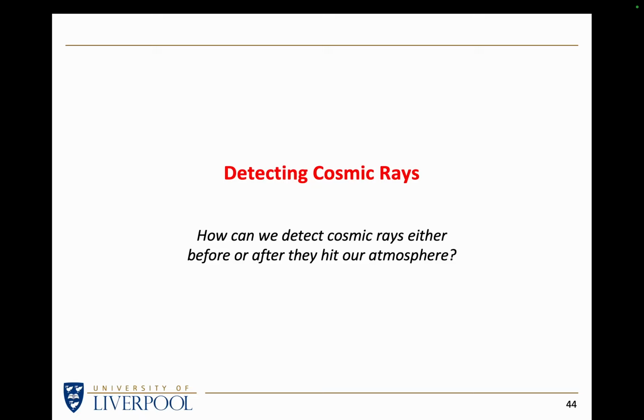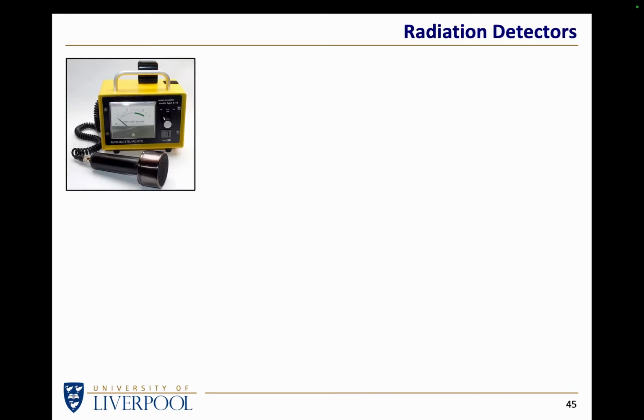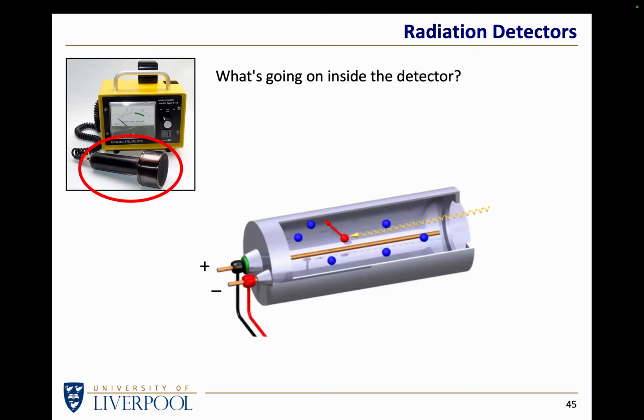So how do we go about detecting them? We've got an idea of how we do it at ground level. We know about this Geiger counter. How does a Geiger counter actually work? It's a relatively simple device. Remember, we should be calling them Geiger-Müller tubes, but let's not worry about that. Inside the detector itself, it's a cylinder with gas, some inert gas, maybe helium, maybe argon. Radiation comes in, ionizes the gas inside.